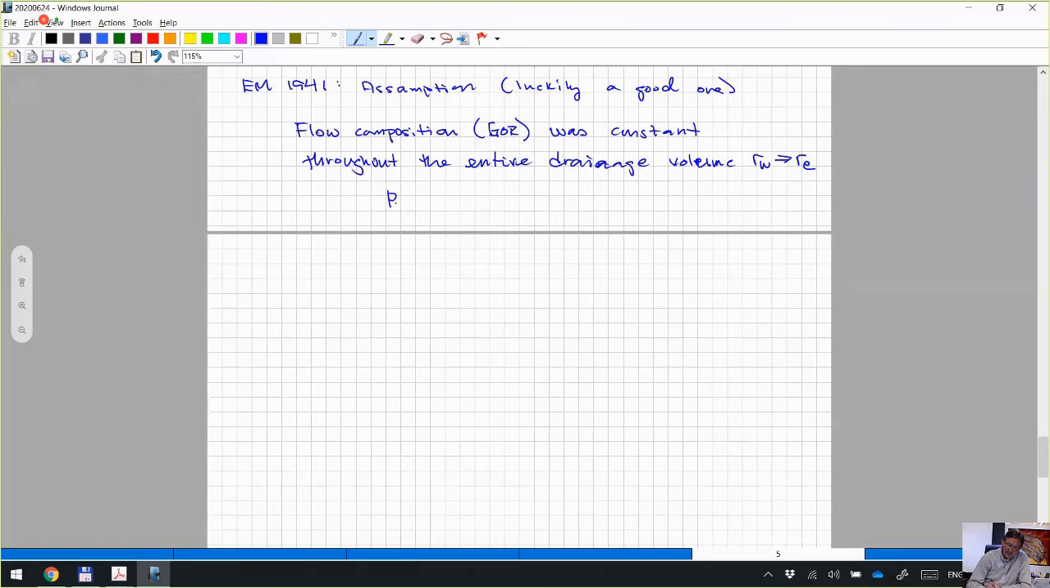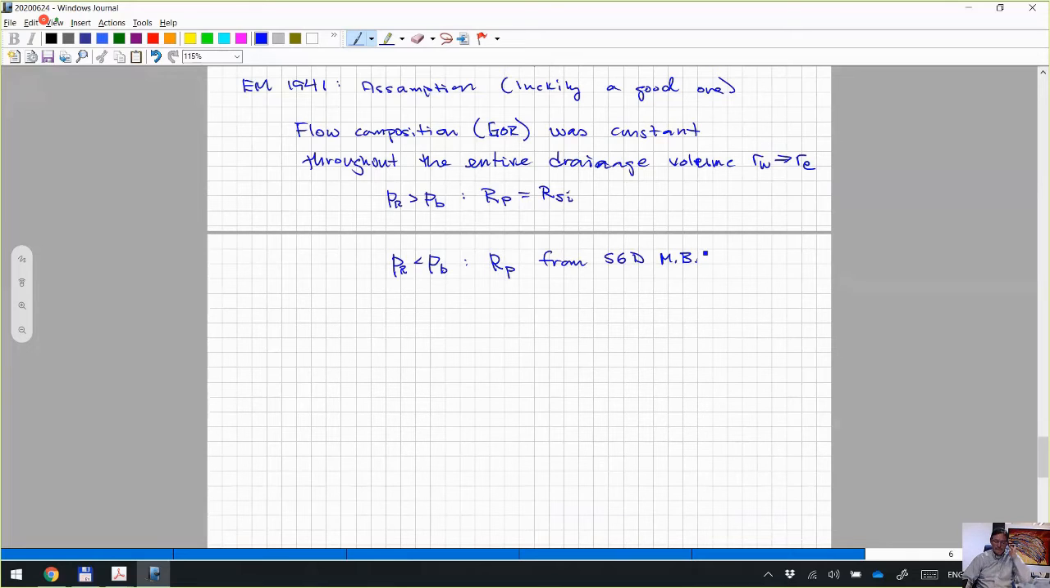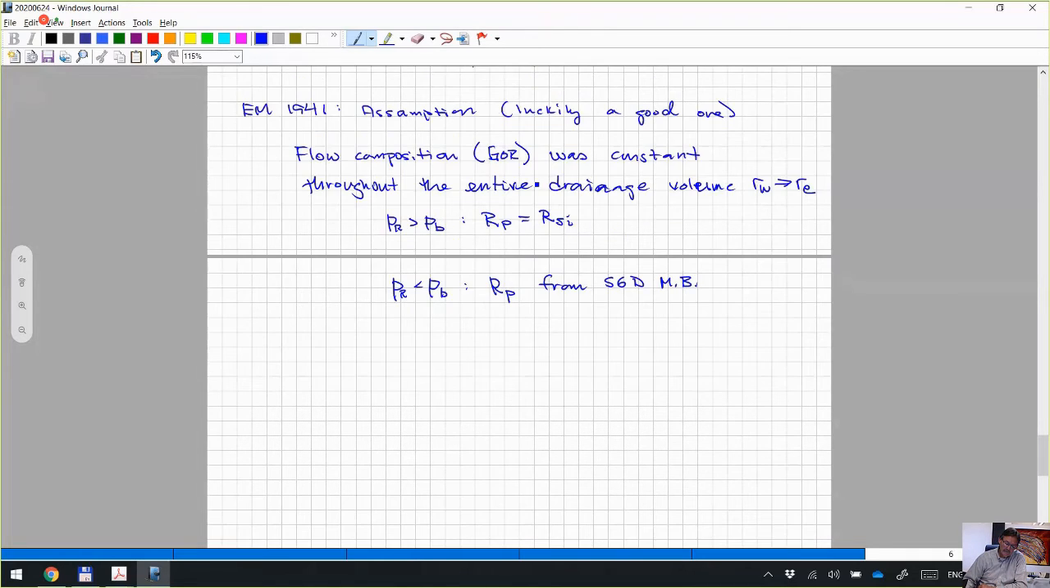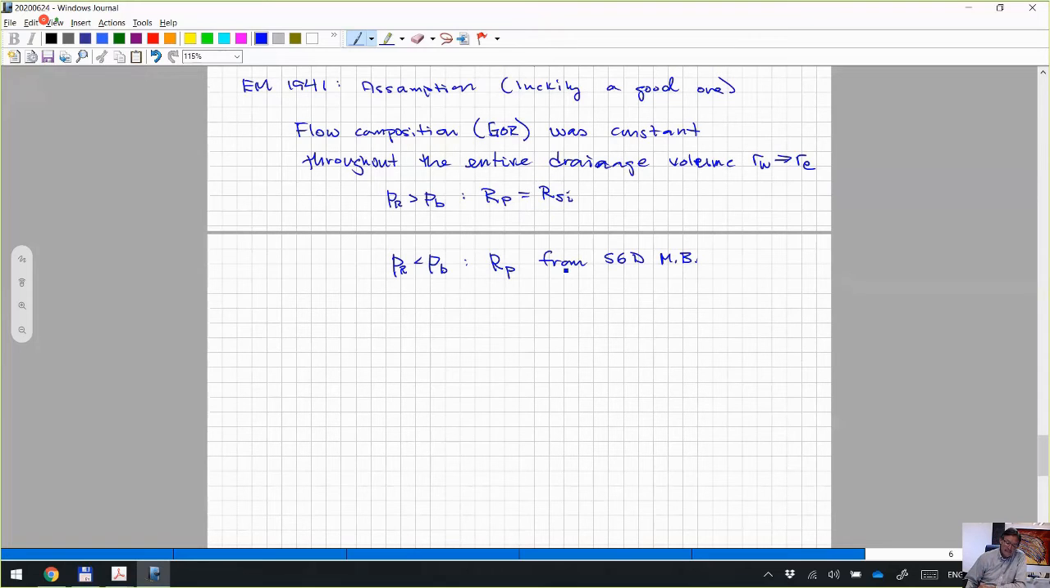So when the average reservoir pressure was greater than the bubble point, that producing GOR was equal to RSI, the initial solution gas oil ratio. And when the reservoir pressure was less than the bubble point, the producing gas oil ratio was from the solution gas drive material balance.